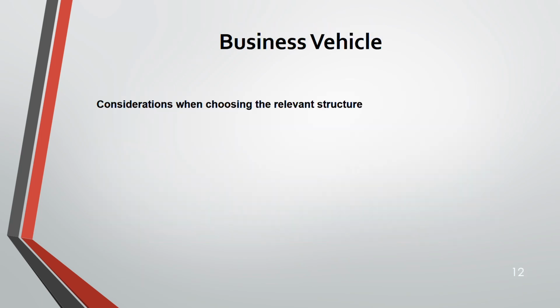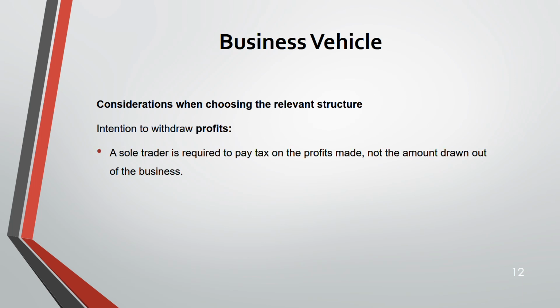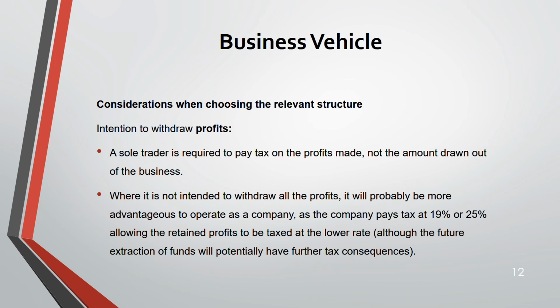So these are the considerations when you are choosing the relevant structure. Intention to withdraw profits. See, if you are withdrawing profit, remember a sole trader has to pay tax on the profits made, not the amounts drawn out of the business. But where it is not intended to withdraw all the profit, it is more advantageous to operate as a company rather than a sole trader. Why? Companies pay tax at a lower rate compared to a sole trader. Remember, a sole trader's highest income tax is 40%, whereas companies pay tax at either 19 or 25%.